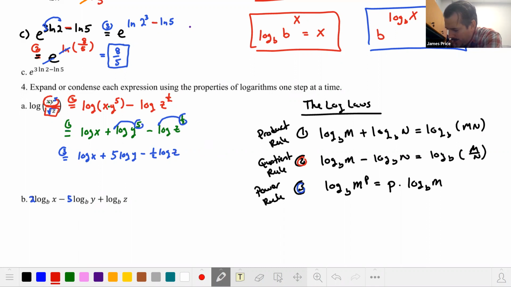You're also going to use that quotient rule because you have a minus there. You're definitely going to use that product rule because you have a plus there. And so which rule are you going to use first? Well, you're kind of forced to use that power rule first because you have to get rid of those 2s and 5s. Notice there's only 1s on the product and quotient rule.